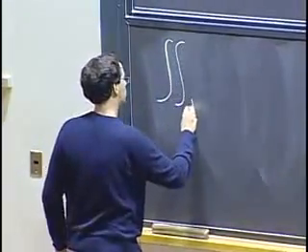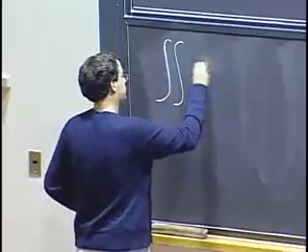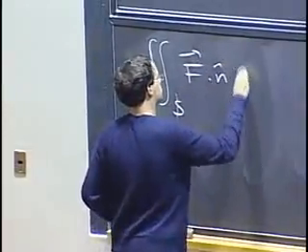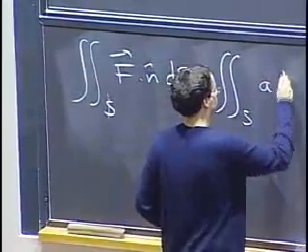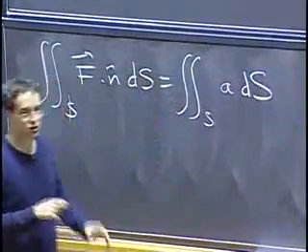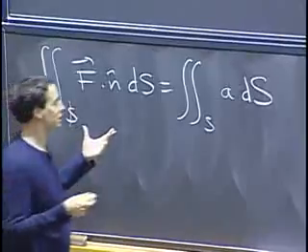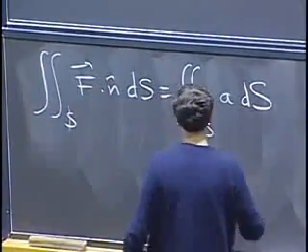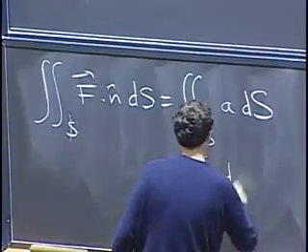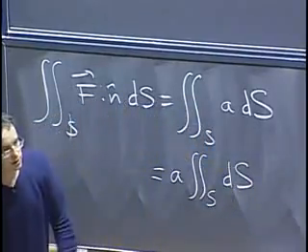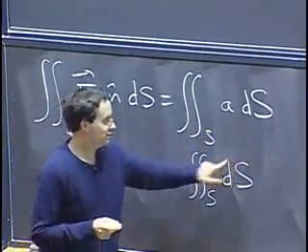So now, what do I do with that? I've turned my integral into the double integral of a dS. And a is just a constant. So I'm very lucky here. I can just say this will be a times the double integral of dS. And of course, someday I'll have to learn how to tackle that beast.